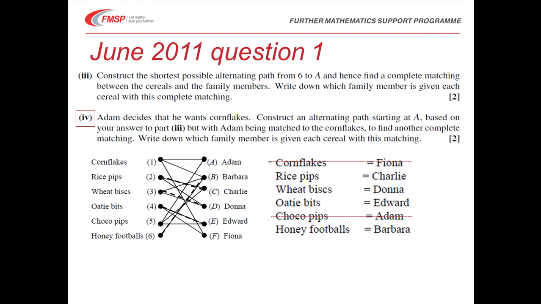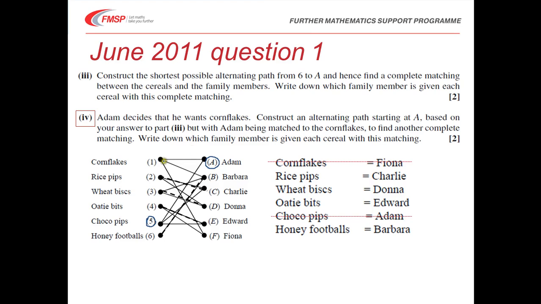So what I've done is I've just put these other 4 matchings that we had from part 3, and I've shown them on our diagram. And now what I'm going to try and do is match up Adam with cornflakes, which is what we need. So we're going to have to start here with Adam, and also we have now got choco pips, and that needs to be matched up as well.